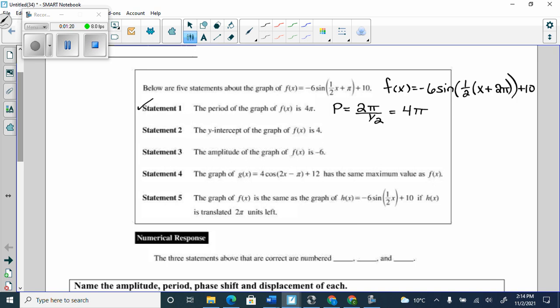The y-intercept of the graph of f of x is 4. Y-intercept means what? x is 0, right? So we can go y equals negative 6 sine of 1/2 (0 + π), I'm just putting it into the original, plus 10. And there's a sine in there. Oops. y equals negative 6 sine π plus 10. What's sine of π? What's y at π? 0. 0. 6 times 0 plus 10.